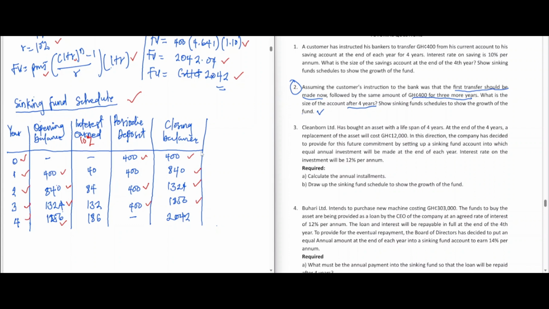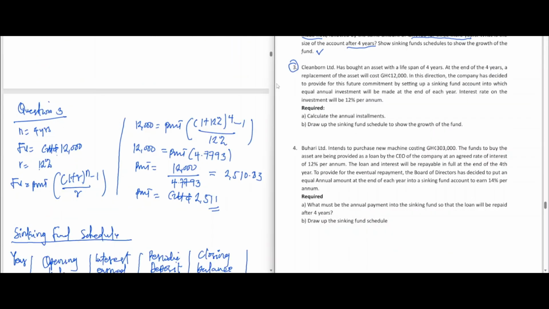But because we are making the deposit at the beginning of each year, that means as at year 4, we won't make any deposit, because we've already done the deposit at the ending of year 3, which is the beginning of year 4, right? So when we add 1,856 plus 186, we now get our future value, which is the lump sum of 2,042 Ghana cedis. Let's look at question 3.